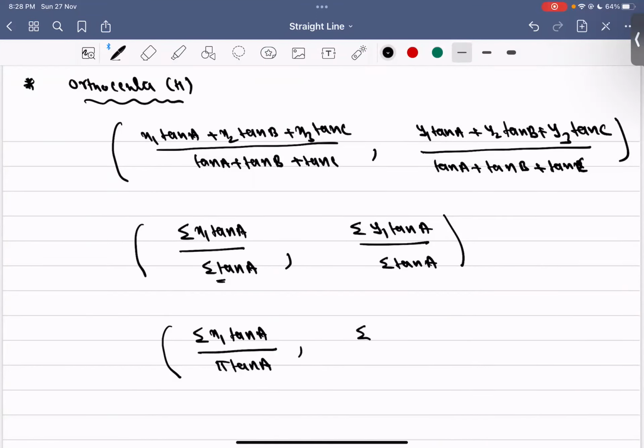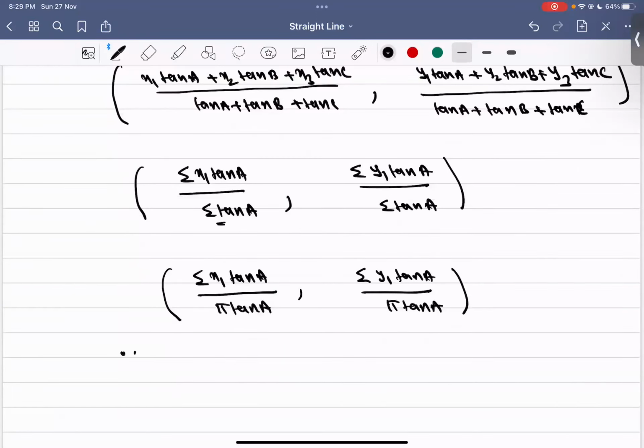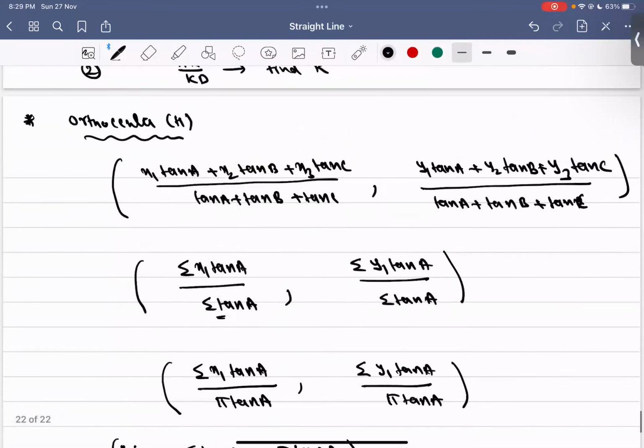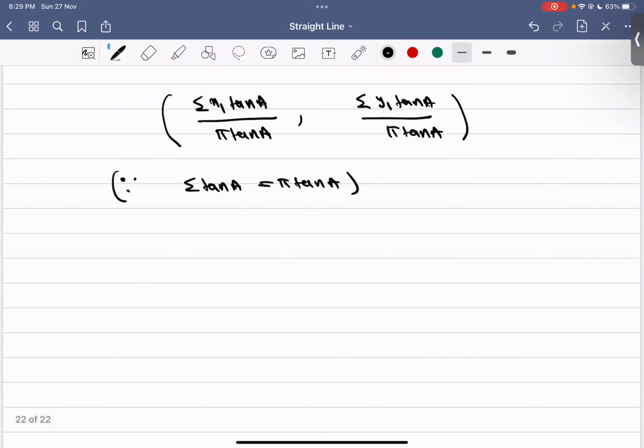So similarly, sigma y1 tan A by pi tan A, you can write like this also, since from trigonometry we proved that sigma tan A is equal to pi tan A. Both are same. So this is the first one, the orthocenter formula. Memorize all these formulas. You make a list of the formulas and memorize.